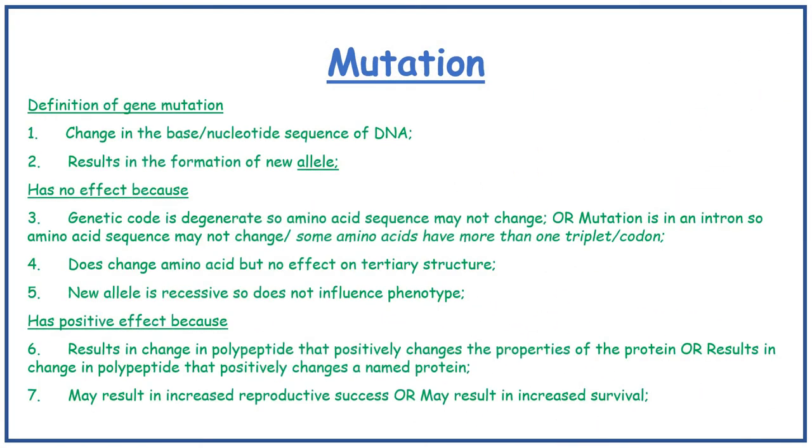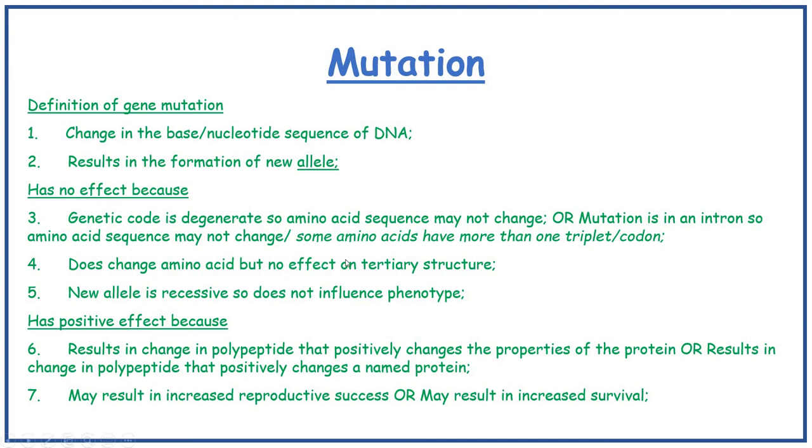Mutation. So, the definition of a gene mutation: it's a change in the base sequence of DNA. This results in the formation of a new allele. It could be that the mutation has no effect because the genetic code is degenerate, so amino acid sequences may not change. Or the mutation could be in an intron, so the amino acid sequence may not change.